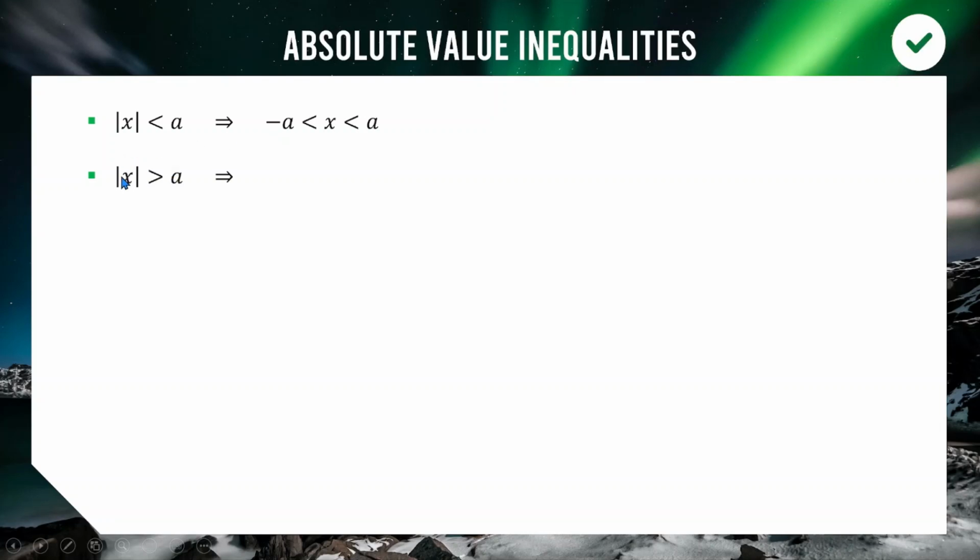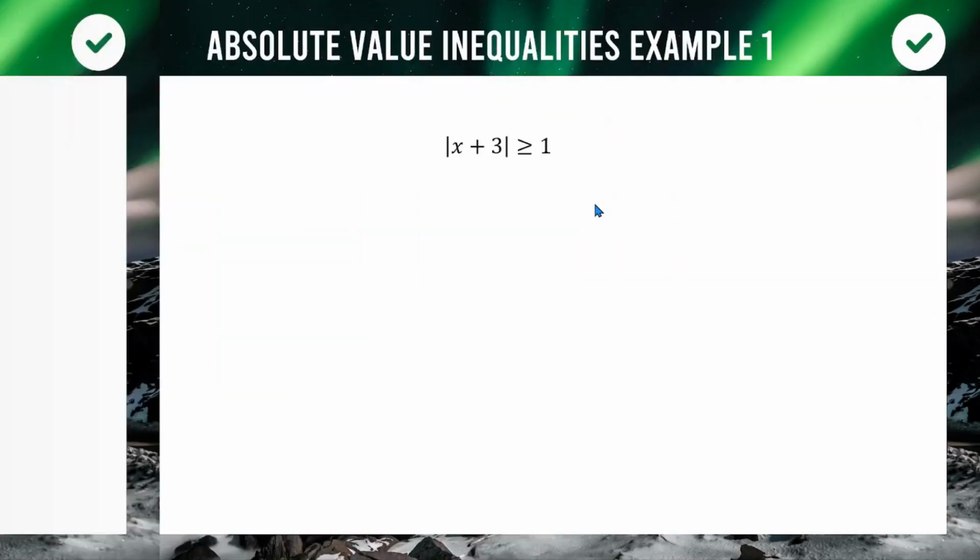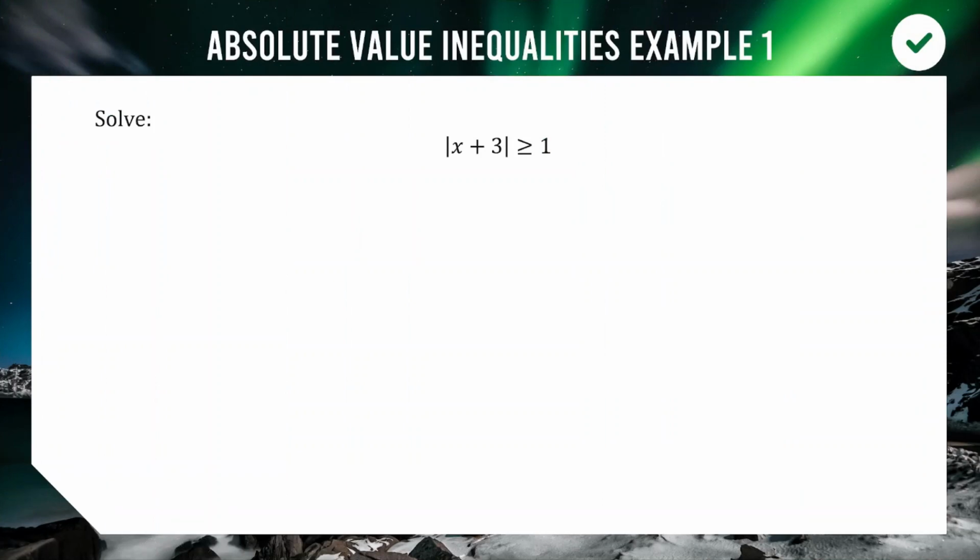If you have an absolute value bigger than a number, it means you're either bigger than the number in the positive sense, or you're less than the number in the negative sense. This is our process for the next few examples, like this one. We have the absolute value of x plus 3 is greater than or equal to 1. That must mean that x plus 3 is going to be bigger than or equal to 1, or x plus 3 is going to be less than or equal to -1. So we're going to have two cases.